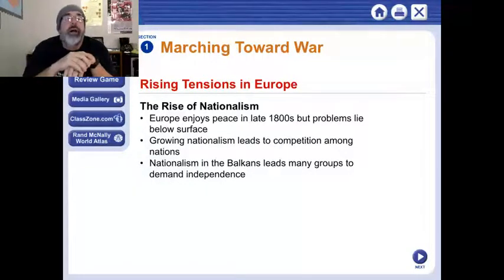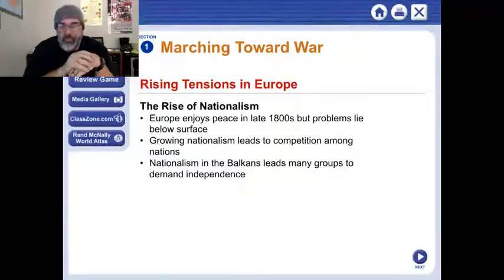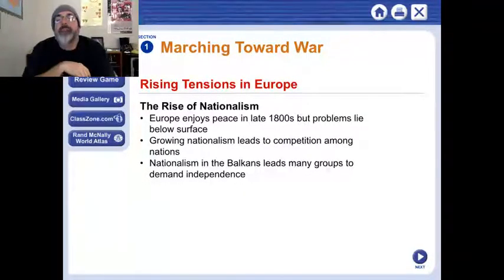They don't like it being imported on them from the outside. And that's really where things are going to blow up. And we'll get to that in a minute. All right. So imperialism and militarism.